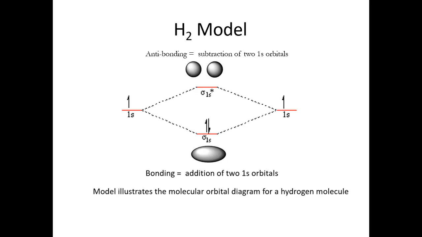Because in order for orbitals to overlap, remember an orbital is an equation. So in order for them to overlap, they've got to have the same sign. You can't add them together if they have opposite signs, right?